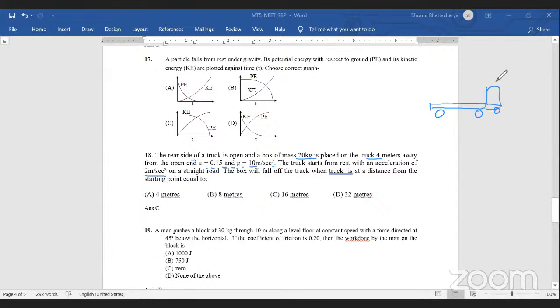Let's say this is the open end of the truck, the open back of the truck. Now the truck is going with an acceleration of 2 meters per second square, and on this we have placed a box at a distance of 4 meters from this. So in the frame of the truck, if you make the free body diagram of the box, in the non-inertial frame of the truck, that non-inertial frame is moving with an acceleration a naught like this. So what is happening on this? There will be a pseudo force acting like this. That pseudo force will give it a tendency to slip.